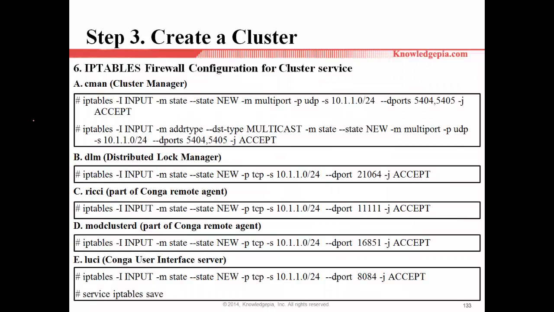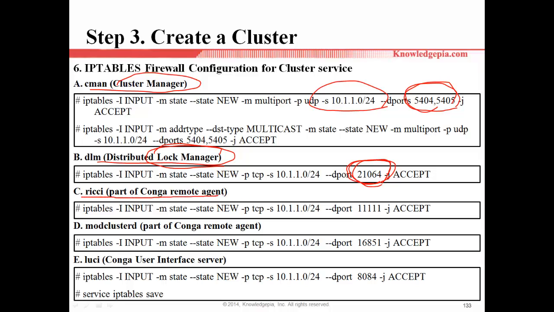And number 6, iptables firewall configuration for cluster services. First, cman, the cluster manager, normally uses ports 5404 and 5405. You have to permit access to these ports. In my case, the source address will be 10.1.1.0. And then DLM, the distributed lock manager, which you also need to start when you create the cluster, normally uses port 21064. So you have to permit this port as well.